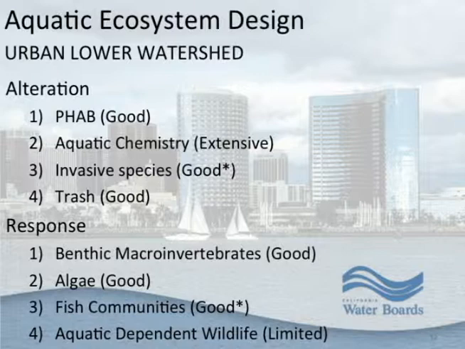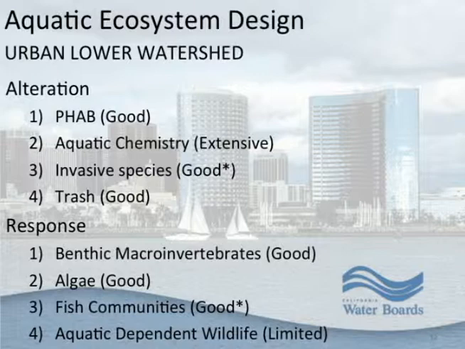In terms of alteration metrics, we have good physical habitat in the lower watershed. The aquatic chemistry sampling and monitoring has been extensive, mostly associated with stormwater, so extensive water column and sediment sampling. Invasive species monitoring has been really good in the lower portion of the watershed, as I mentioned before. And there's also good coverage for trash surveys from the NGOs. In terms of response metrics, benthic macroinvertebrates and algae are both good, associated with the bioassessment. Fish communities, there's good coverage.